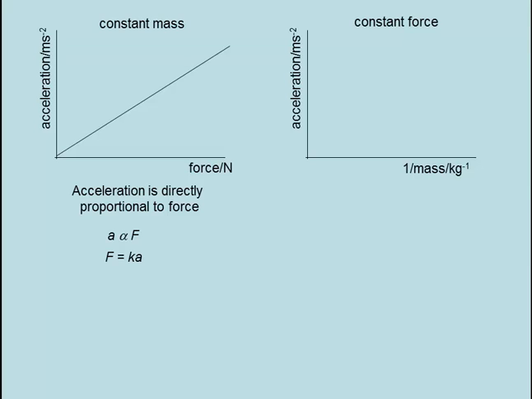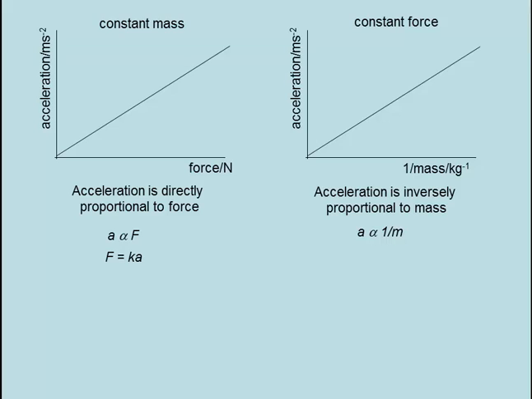If we now keep the accelerating force constant, but change the mass of the trolley, and plot a graph of acceleration against 1 over the mass, again we get a straight line through the origin. This shows us that acceleration is inversely proportional to mass. For a constant force, if we double the mass, the acceleration halves.